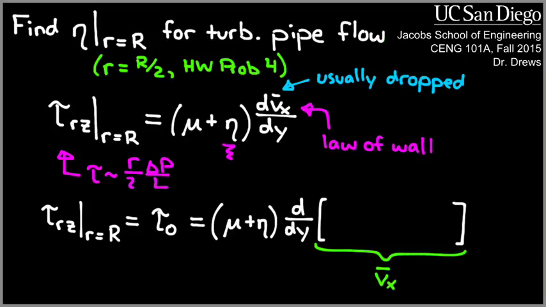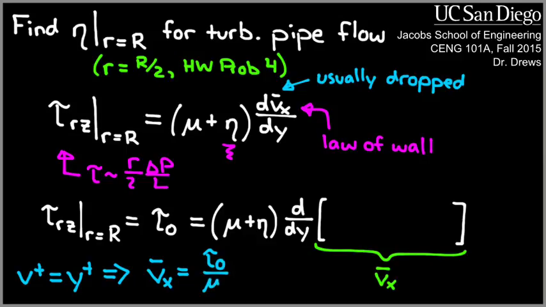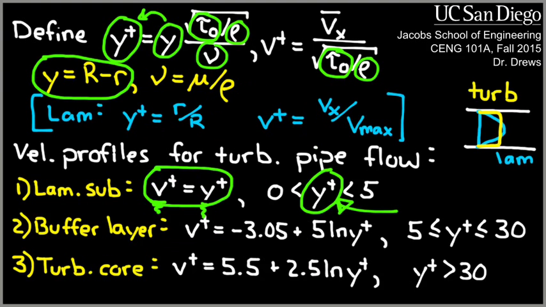So I'm just going to sketch a couple of intermediates down here. I have found that I am in the laminar sublayer, therefore v plus is equal to y plus. And if v plus is equal to y plus, then Vx bar will be equal to simply tau naught over mu times y. I've just substituted in quite a few terms here, but all I've done is use the definitions of v plus and y plus that I have back here.